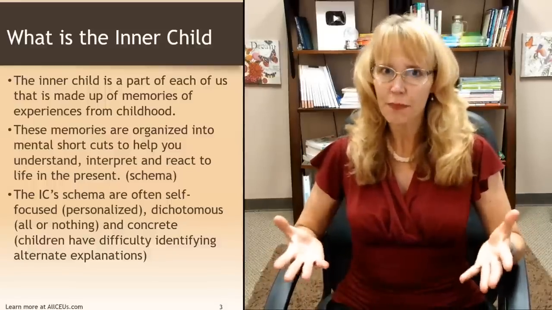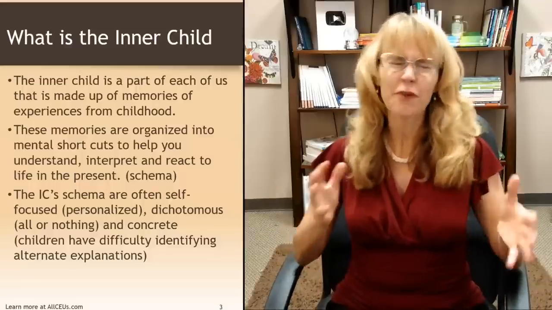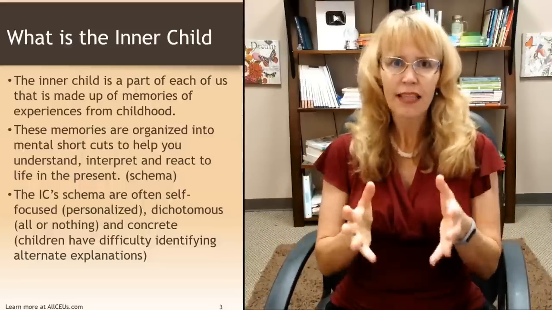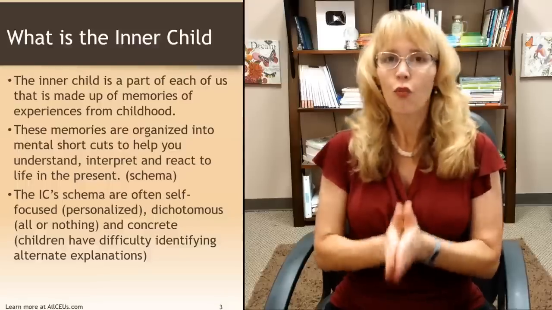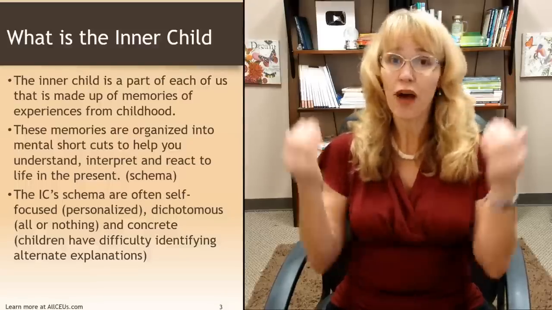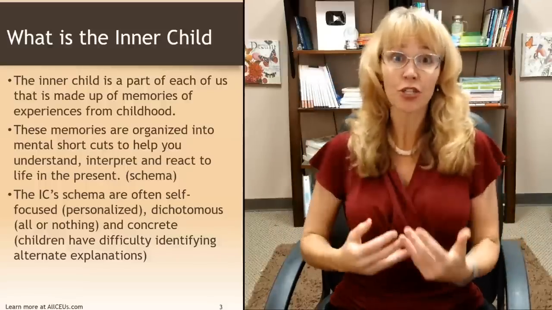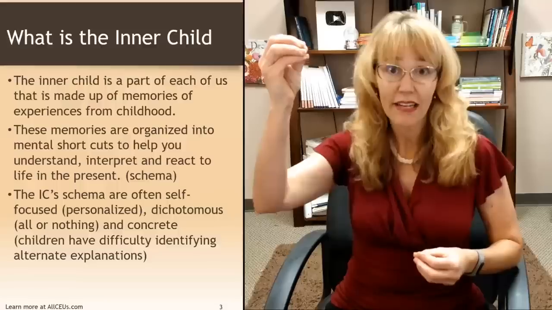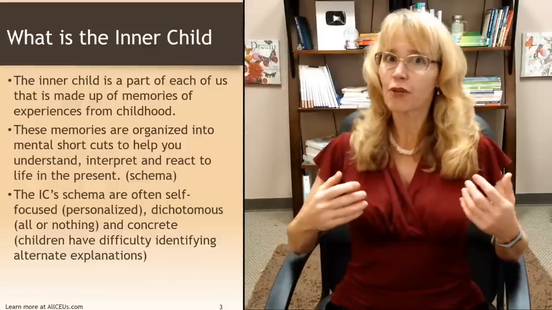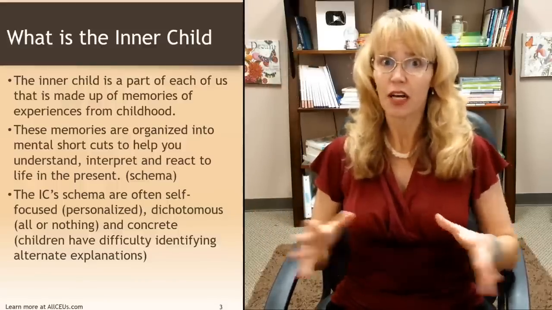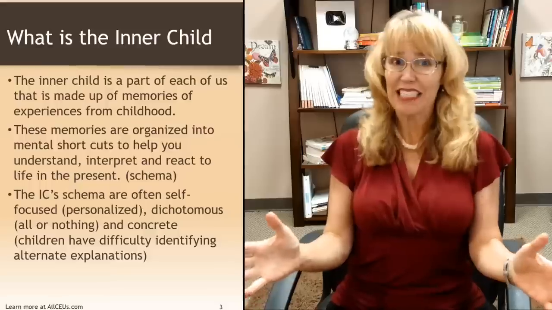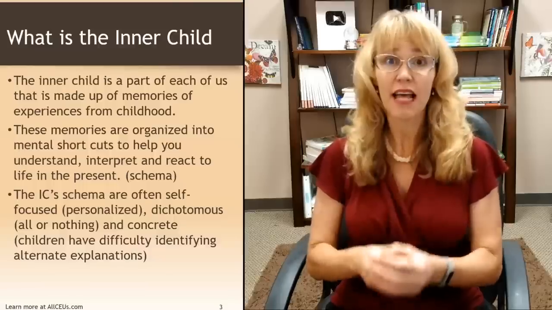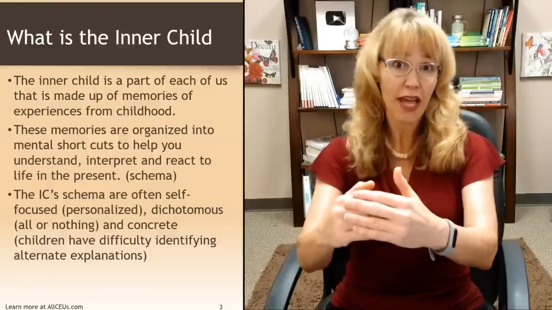To give you an example, if you're not familiar with schema, it's really important to understand schema to understand the inner child. Think about stoplights. When you pull up to a stoplight, you have a schema based on past learning that tells you if it's yellow, it's going to turn red. And if it, for some reason, went from yellow to green, you'd be kind of stuck for a second going, that's not what I expected. So your schema says yellow lights always turn red.